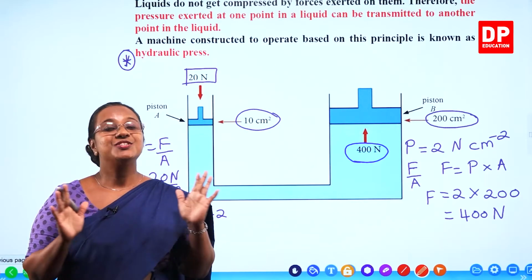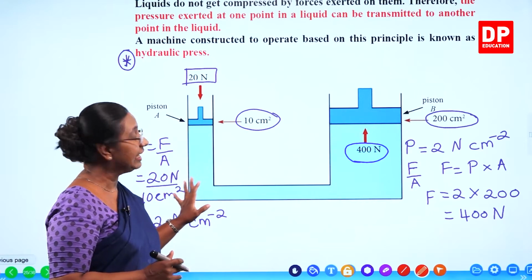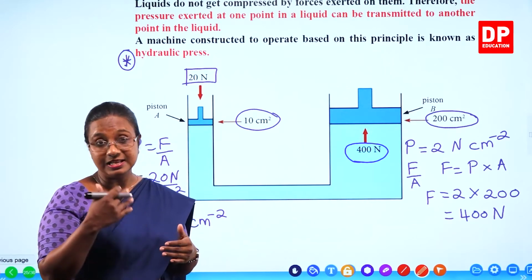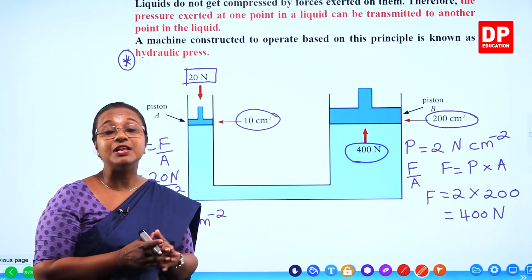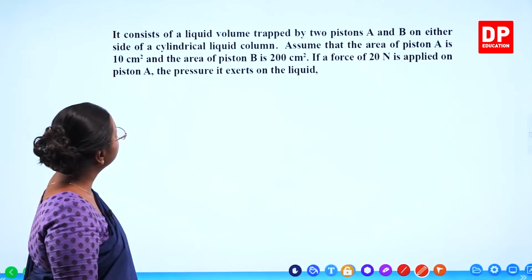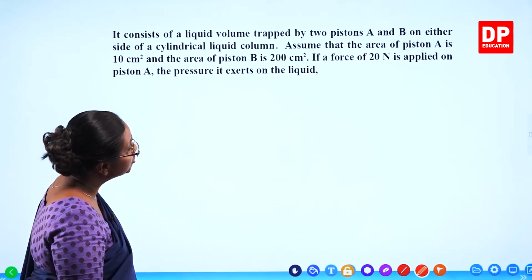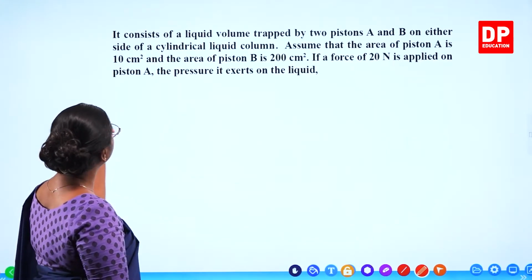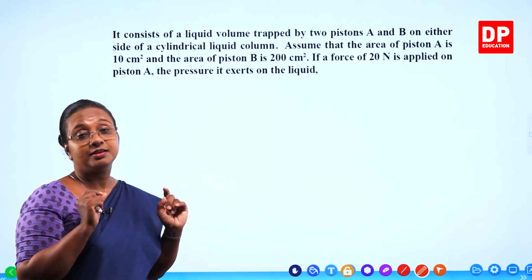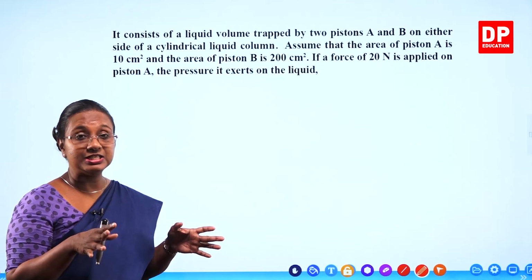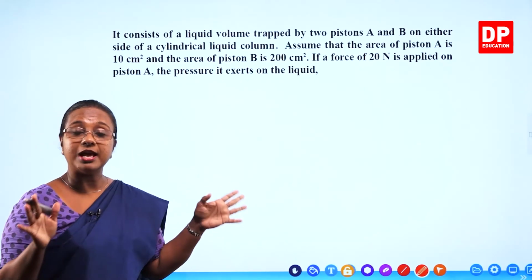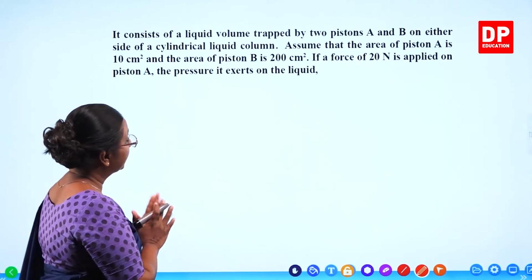Okay, students. Now that you have understood very clearly how this system works, we will try to understand more of this and then we will look at some examples as well. It consists of a liquid volume trapped by two pistons A and B on either side of a cylindrical liquid column. The liquid columns are cylindrical in shape. They are connected together and there are two pistons A and B on either side. You all can remember that.